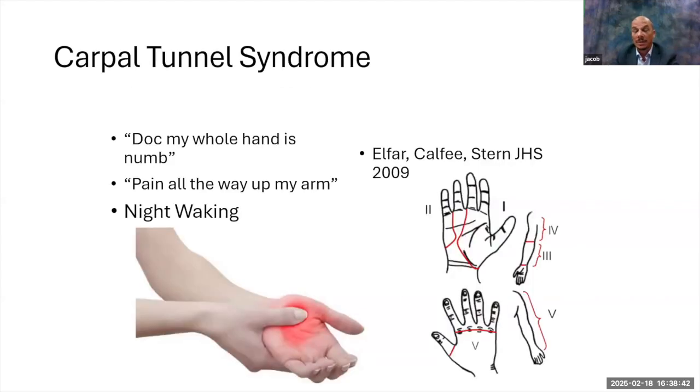Despite the classic presentation, very rarely do people say, well, it's these three fingers and half of my ring finger. People say, yeah, it's my whole hand. My fingers are numb. My whole hand is numb. It's also very well described that it can give people pain coming up their arm all the way up to the level of their shoulder.